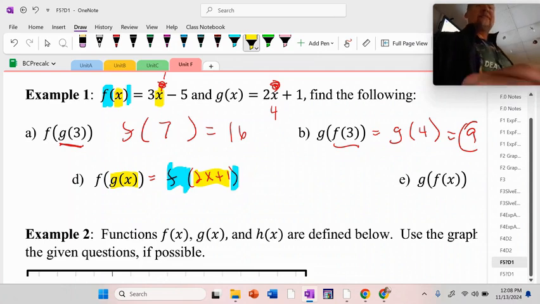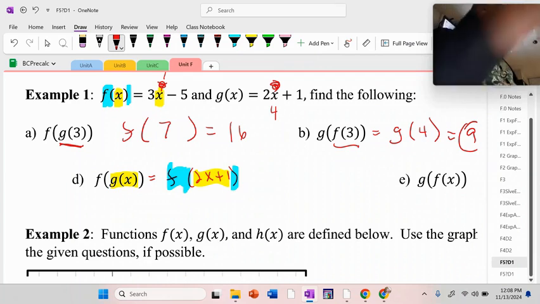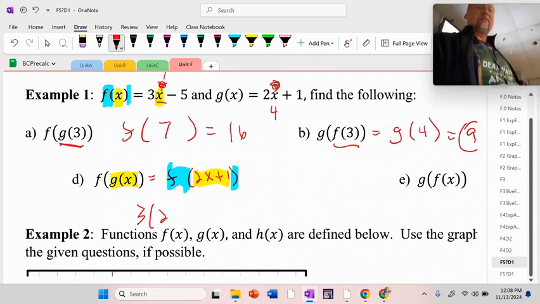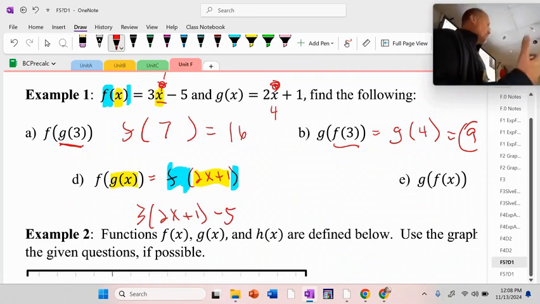How do I do this? For some reason, something happens to students that aren't algebraically sound. This gets replaced with a 2x plus 1. And then I get weird questions from students: where did the F go? Where did the G go here? I went to G, I plugged in 3 into the G function, and I got 7. You don't write G next to that. That's just telling you where you go. This is function notation.